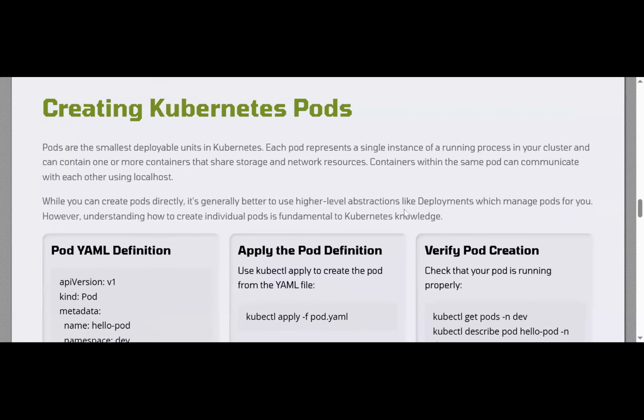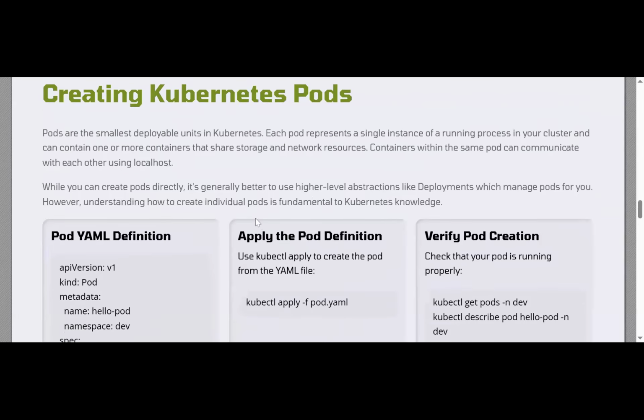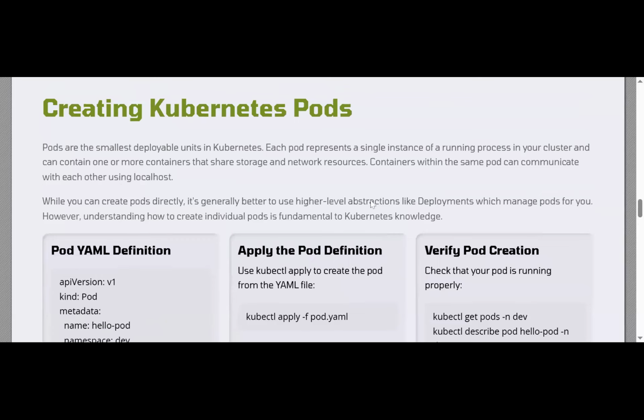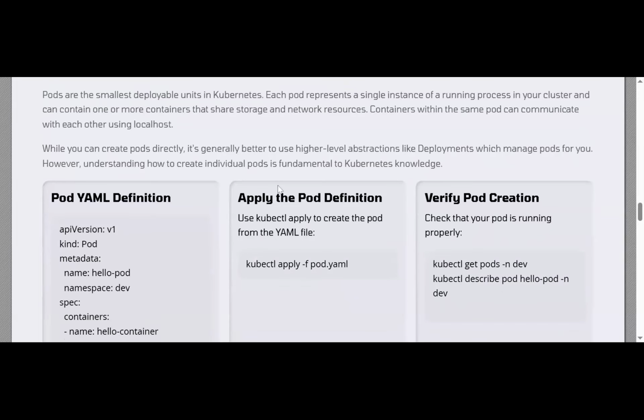Now, creating Kubernetes pods. Pods are the smallest deployment units in Kubernetes, as we already mentioned. Each pod represents a single instance of a running process in your cluster and can contain one or more containers that share storage and network resources. Containers within the same pod can communicate with each other using localhost as well. While you can create pods directly, it's generally better to use higher level abstractions like deployments, which manage pods for you. However, understanding how to create individual pods is fundamental to Kubernetes knowledge.